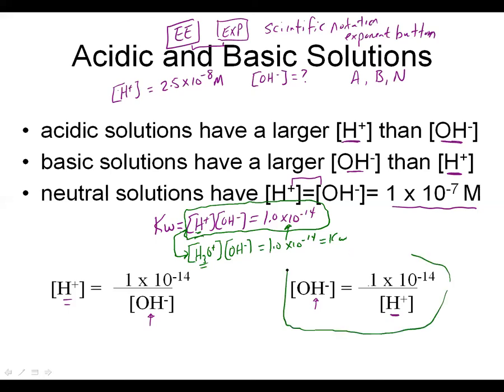Since we're looking for the OH minus concentration, we would want to rearrange the equation just like this. It is essentially the same calculation regardless of which one you're given. You're always going to take 1 times 10 to the minus 14 and divide it by whatever concentration they gave you. So in this case, our OH minus would equal 1 times 10 to the minus 14 divided by the H plus concentration that was given to us, 2.5 times 10 to the minus 8.